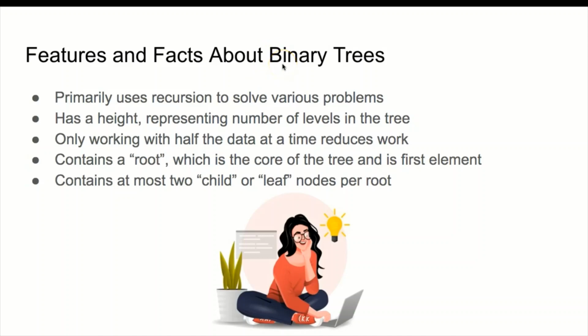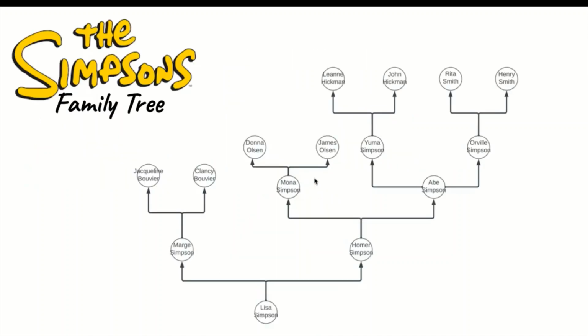Binary trees, like we mentioned previously, use recursion to solve different types of problems. A tree has a height to indicate the number of levels in the tree. Like mentioned earlier, we're usually only working with half the data at a time to reduce the work. Every binary tree has a root, which is the core of the tree and the first element when we try to access the tree. Then every node points to two leaves, a left node and a right node. These can be called child nodes, leaf nodes, or just nodes, but essentially there are two references to two different nodes.